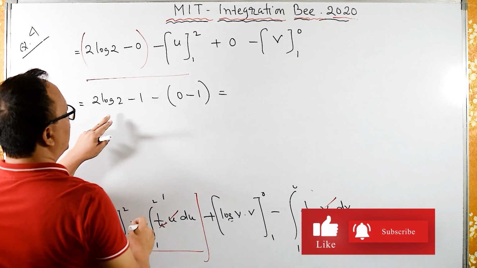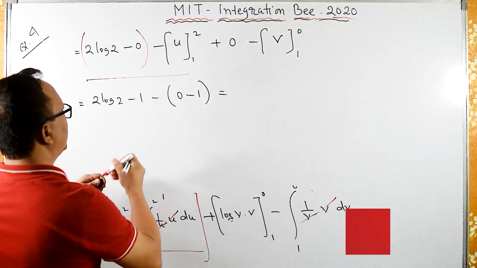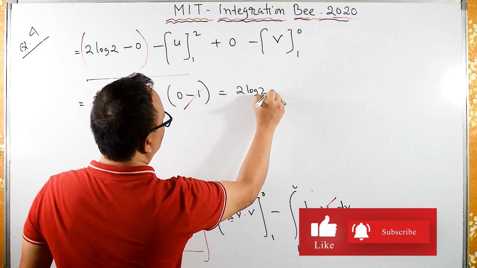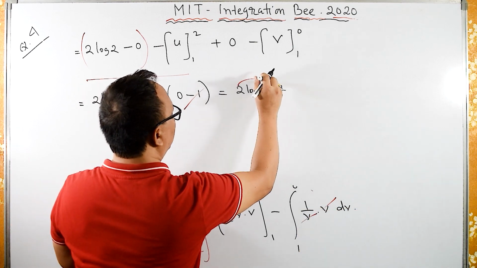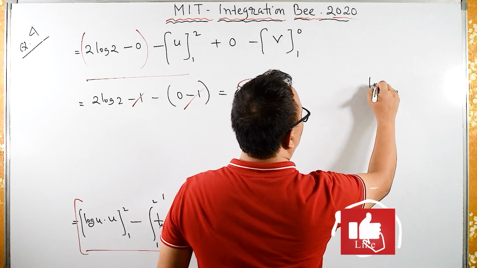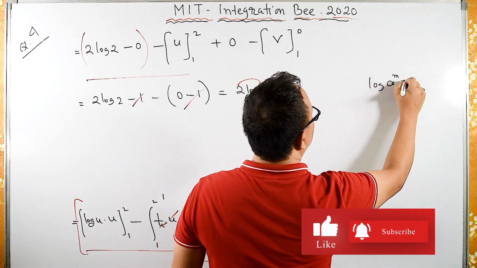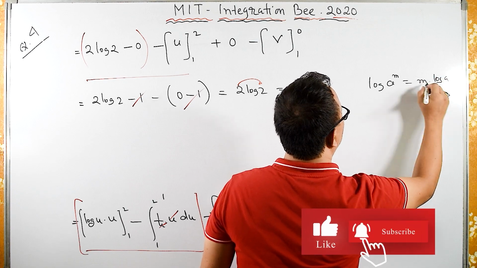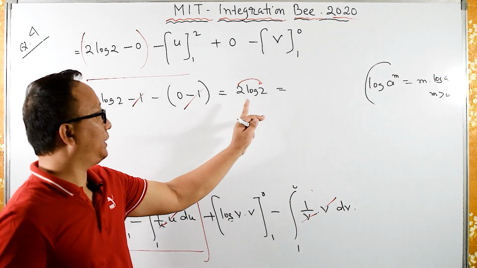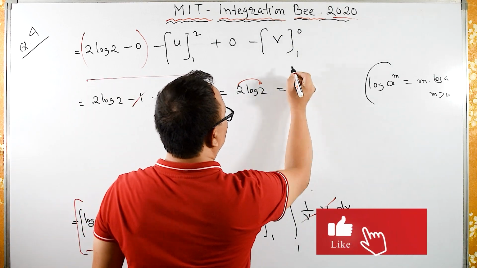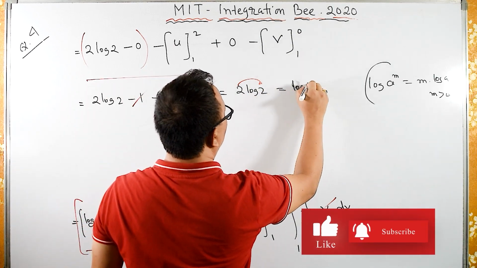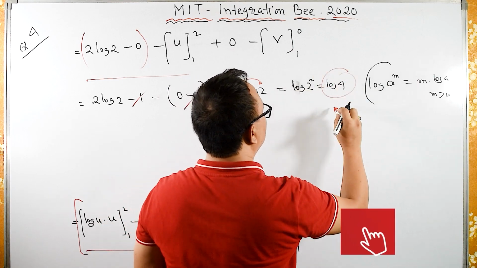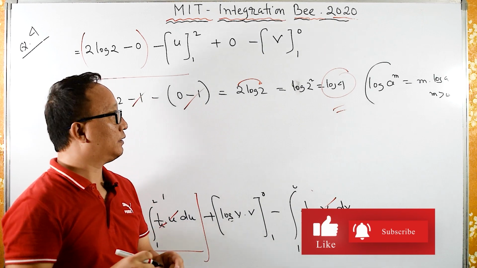So this gets cancelled, and we have 2 log 2. Or you can bring the 2 inside by the log property that log of a raised to m is the same as m times log of a, where m is greater than 0. If I use this property, log of 2 square means log of 4. So this is the required answer.